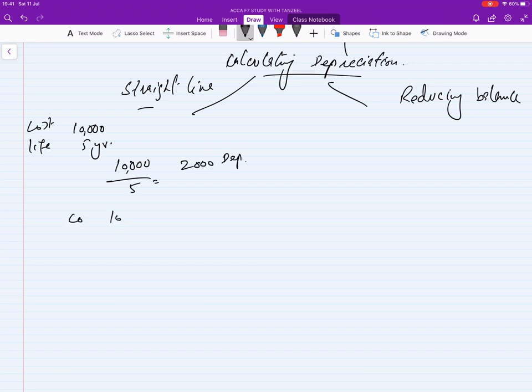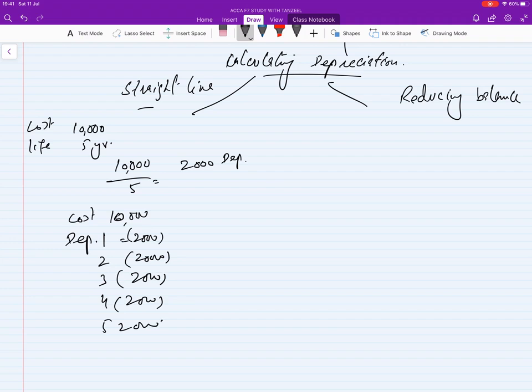So if you have cost 10,000 and depreciation year 1 2,000, year 2 2,000, year 3 2,000, year 4 2,000, and year 5 2,000, and then you will have nil. This is the way you can calculate straight line depreciation.